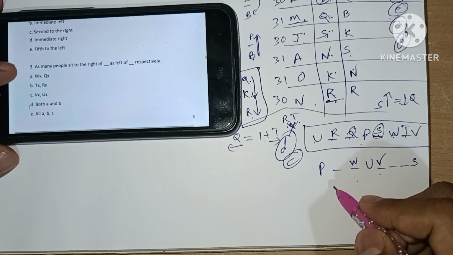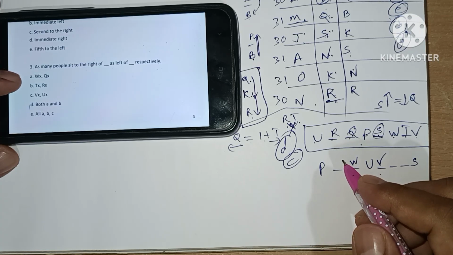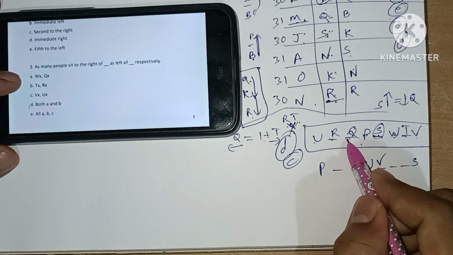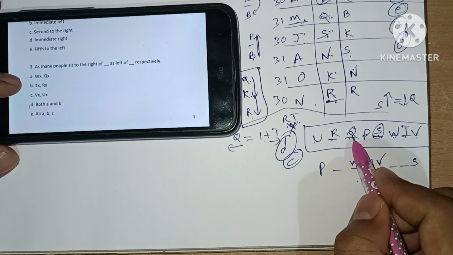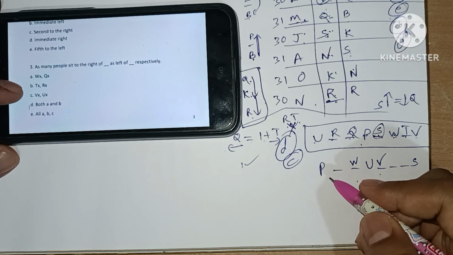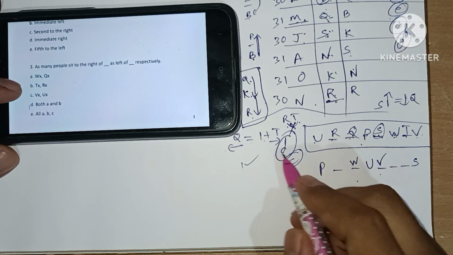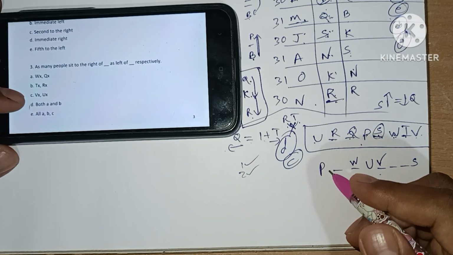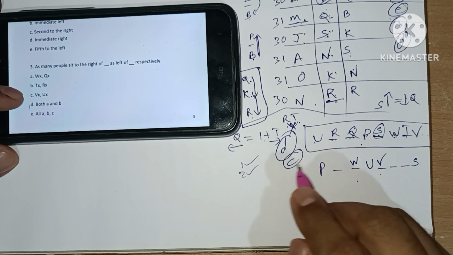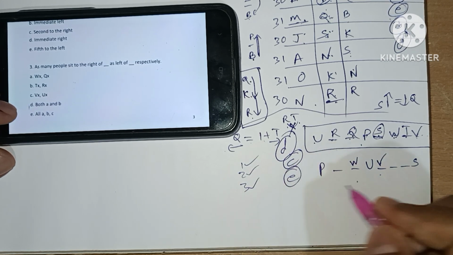Next, third one, as many people sit to the right of dash as to the left of dash. Right of W, left of Q. First one is the right answer. Let's see the second one. Right of T, left of R. It is also true. Let's see the third one. Right of V, left of U. So it is also true. All A, B, C is our answer, option A.